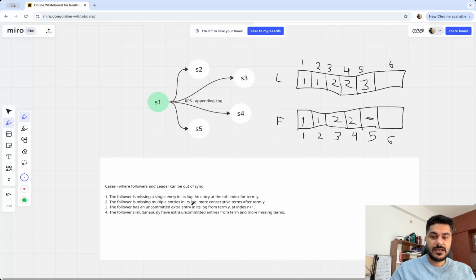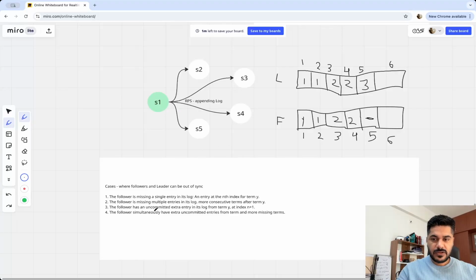Another scenario can be that, in the same way, multiple entries are missing. It might have failed for some amount of time, hence it might have missed multiple entries. For example, maybe this two was also not there, this one was also not there. So multiple entries are missing. You will call it missing when you actually call this command and realize that the server is saying, I need to add this particular entry at this index, and the follower is trying to add it here because this is where the follower's current index is. That is where the mismatch is, and this is how you can catch it.